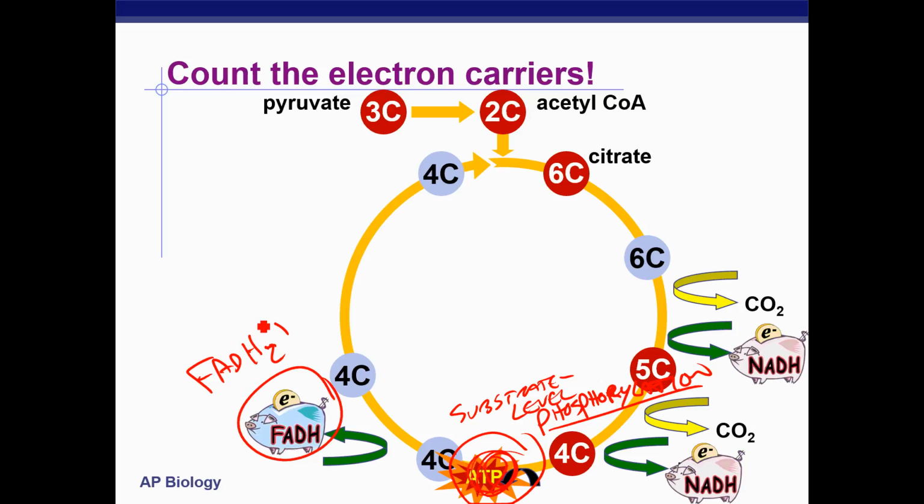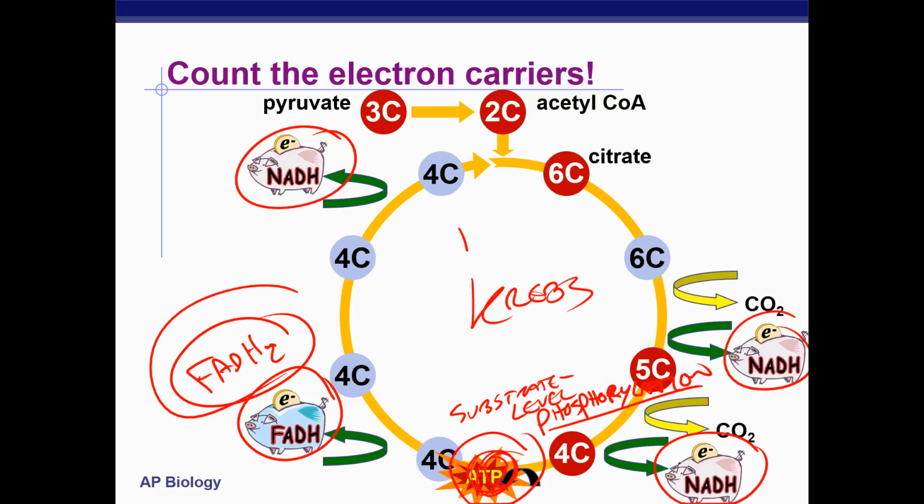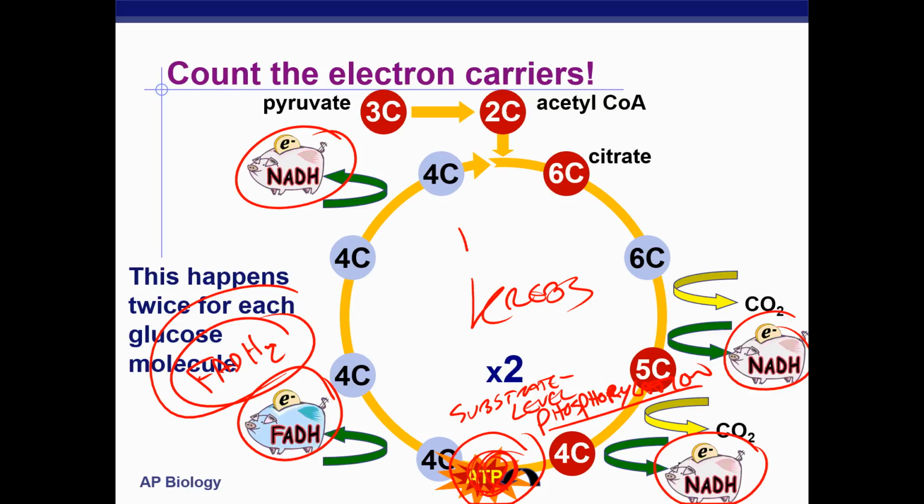FADH2. FADH2 is a new molecule. It only really shows up in this Krebs cycle here. And we get NADH. So you're going to get 2 more NADH and FADH2 and 1 more NADH. So we got 3 NADHs and 1 FADH2 from 1 turn of the Krebs cycle. So multiply all that by 2, and that's the total you get from 1 glucose. We are almost done. Nice job hanging in.